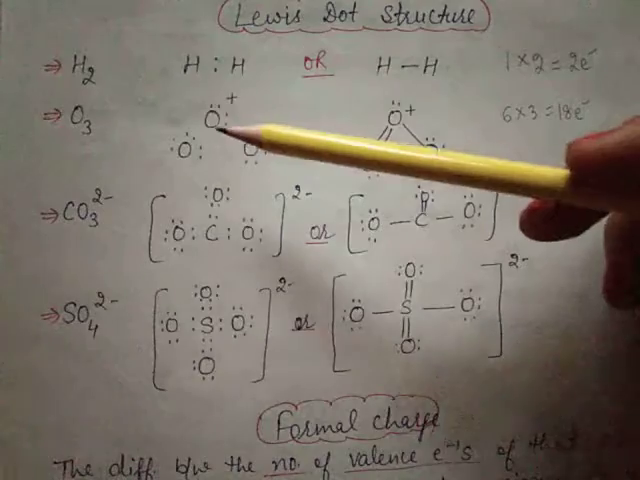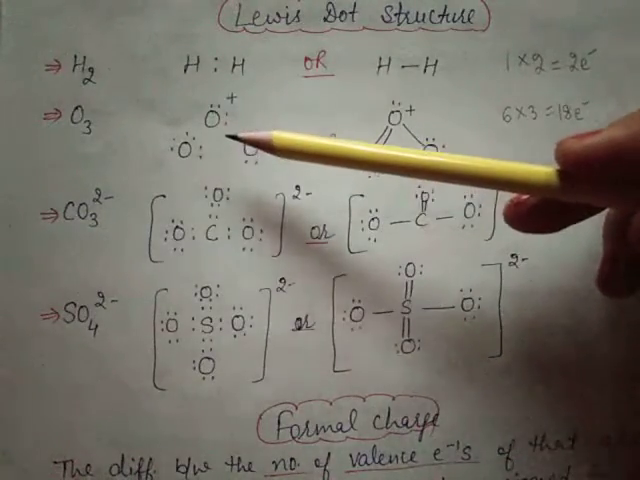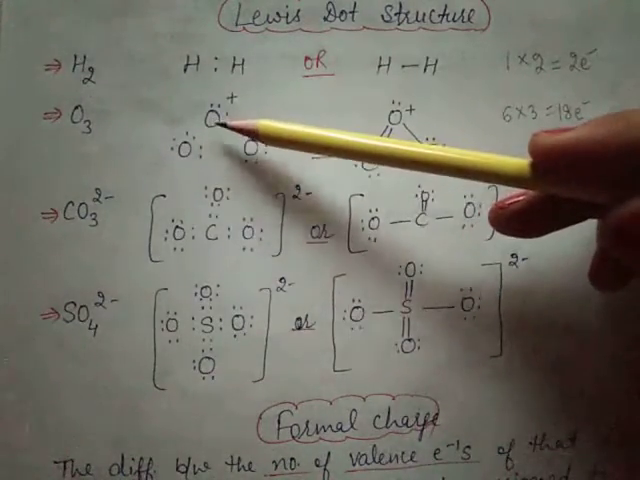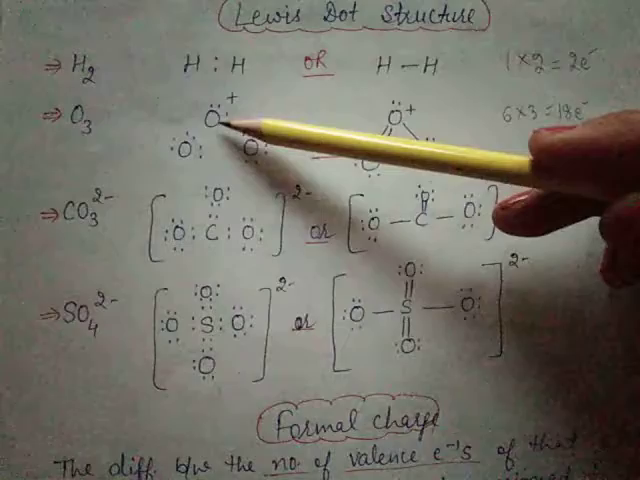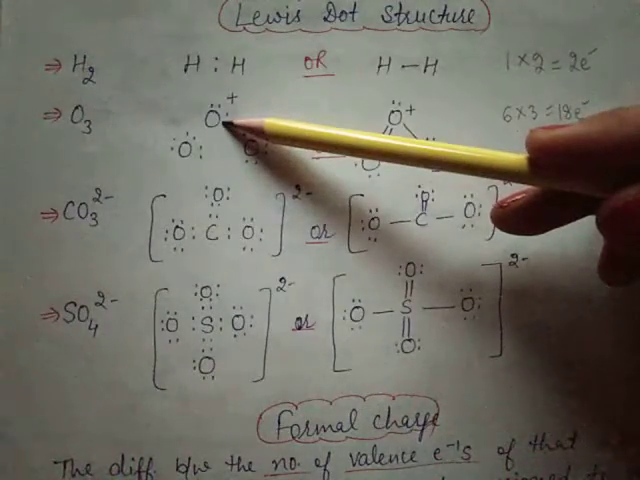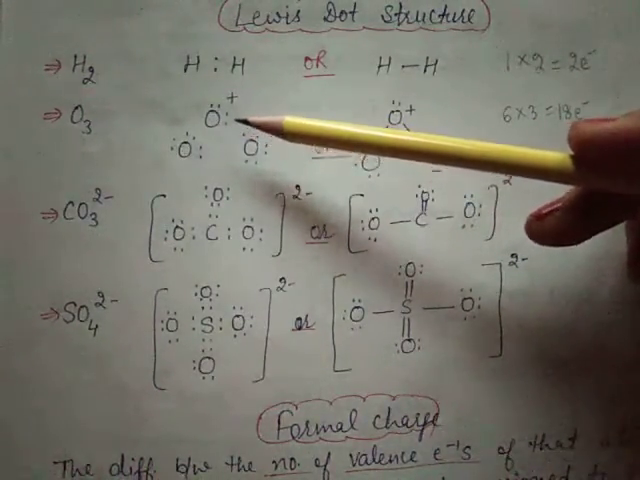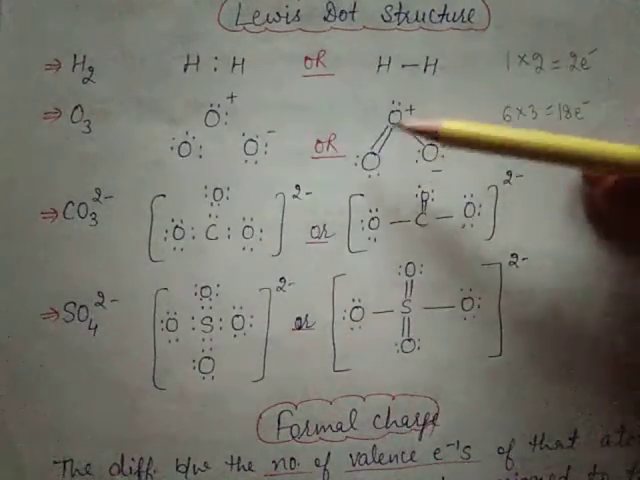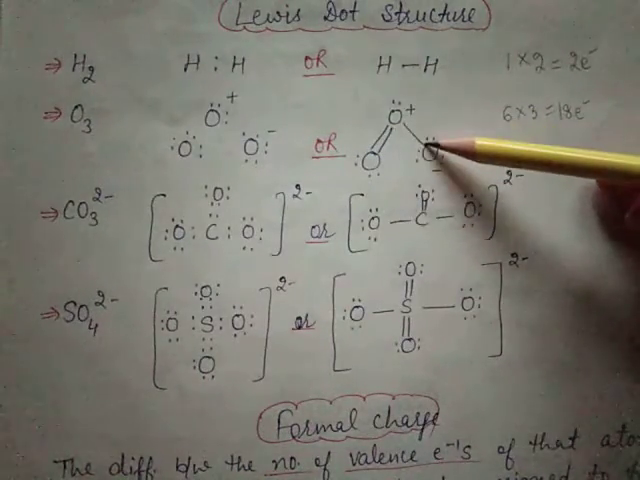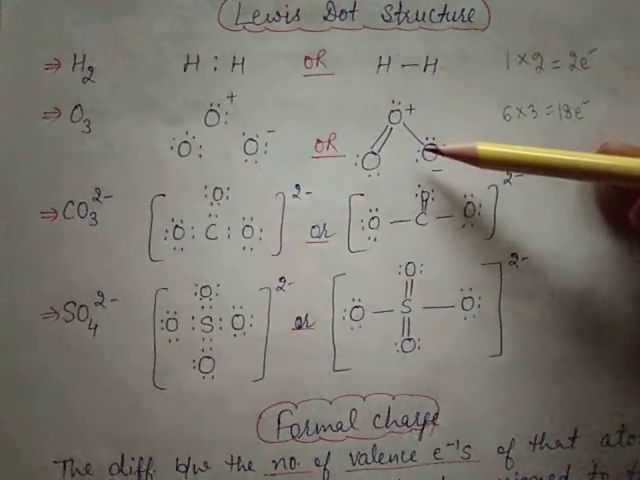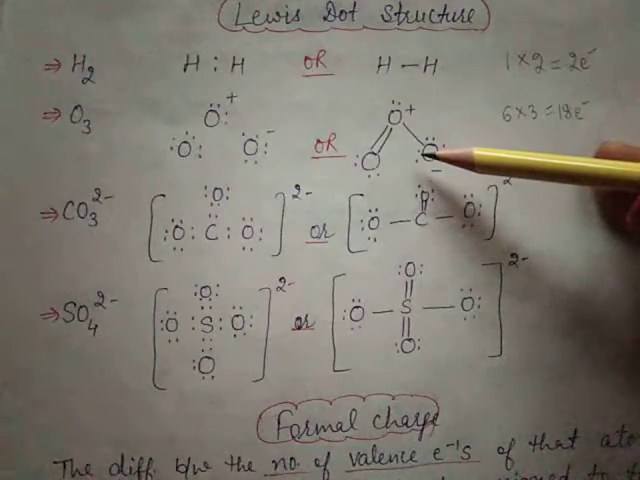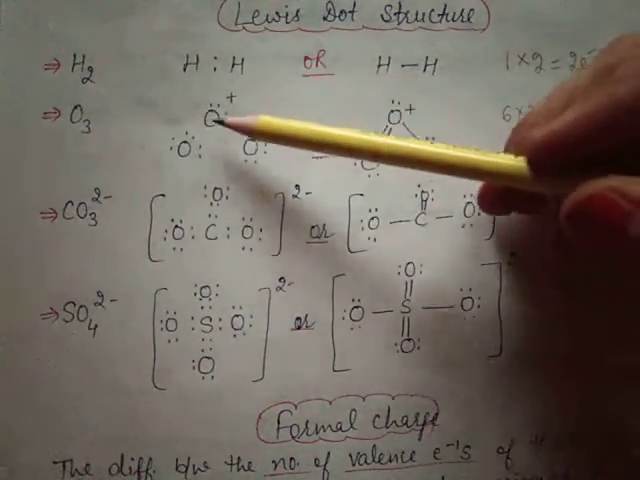So first of all, we draw this type of structure: oxygen, oxygen and oxygen. This oxygen is the central atom, and put the other atoms around it. Step number 3, make a single bond around it. Two single bonds are formed. After that, complete the octet on the outside atoms.